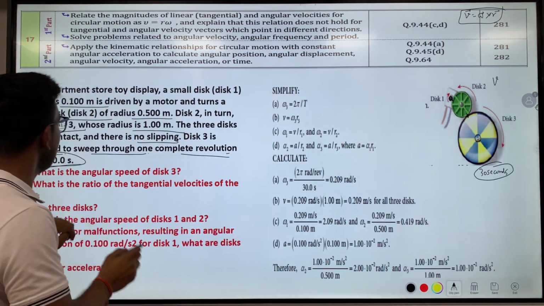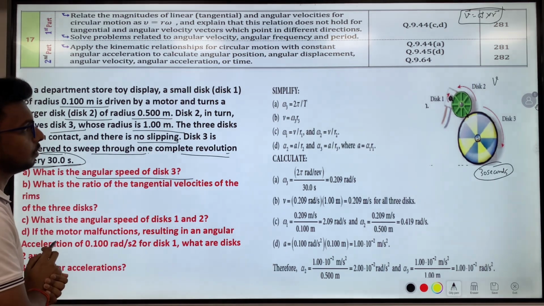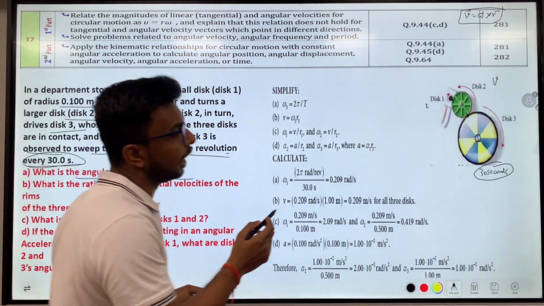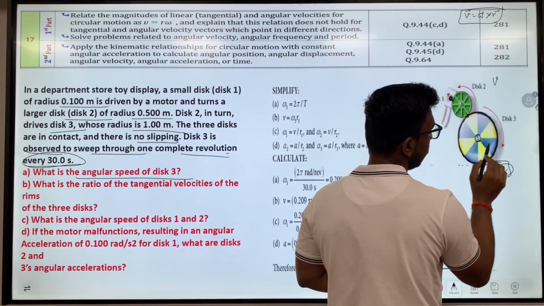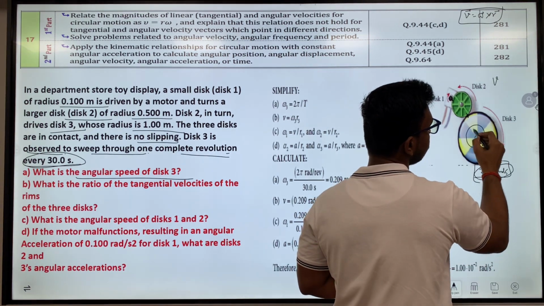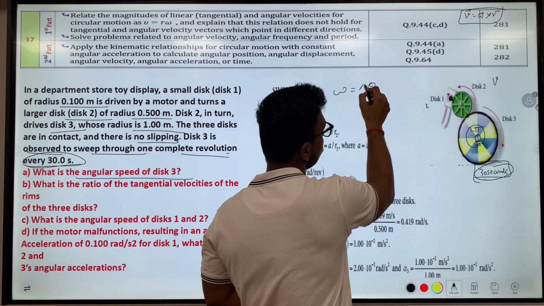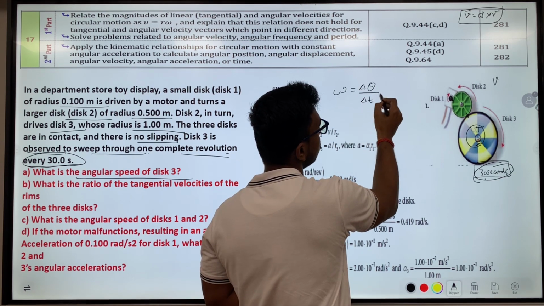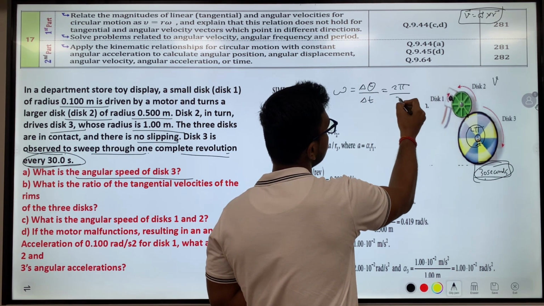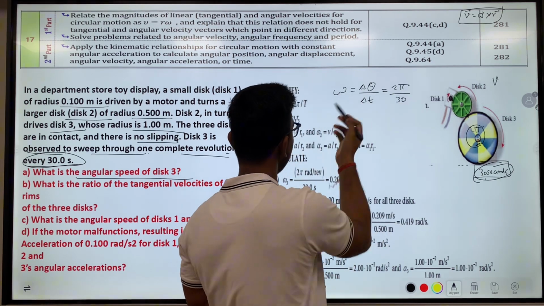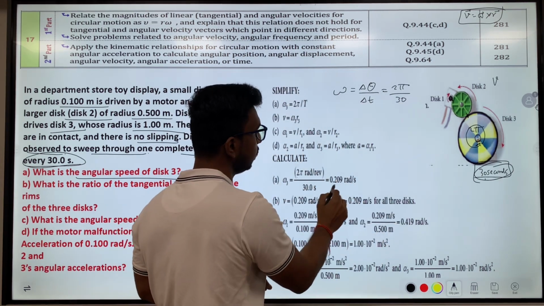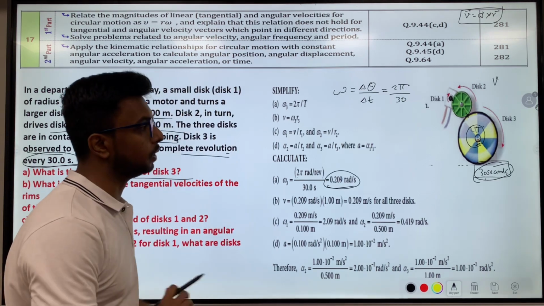So what are they asking? What is the angular speed of disc 3? I know the time, 30 seconds. In 30 seconds, how much angle is it tracing? 2 pi. So the angular speed is given by theta, that means how much angle it has traced over time. So that is 2 pi over 30. Whatever the value comes, 2 pi over 30, 0.209 radian per second.